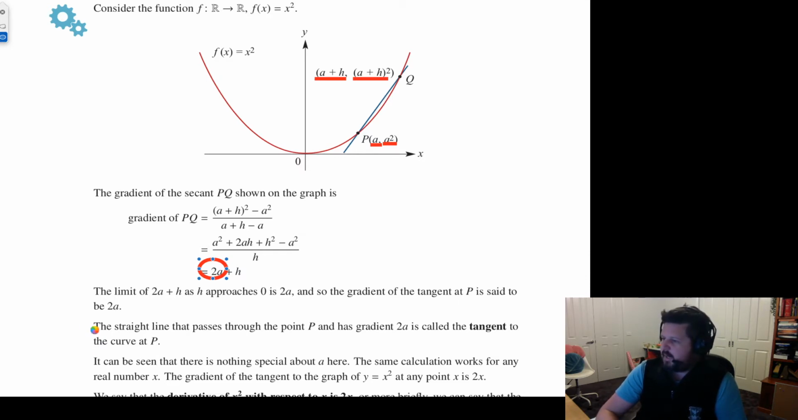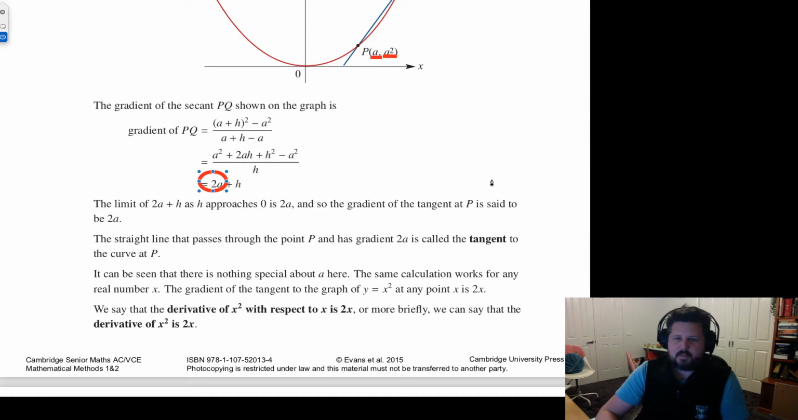It says the straight line that passes through the point P and has the gradient, or the slope, of 2a is called the tangent to the curve at P. It says as well, it can be seen that there is nothing special about a here. The same calculation works for any real number x, and the gradient of the tangent to the graph of y equals x squared at any point x is 2x.